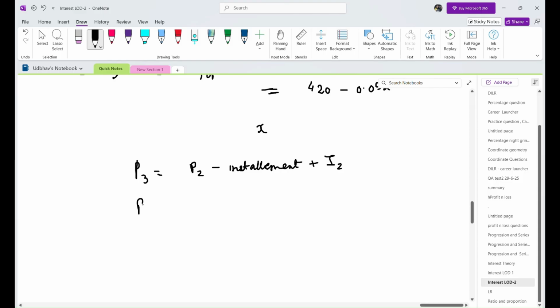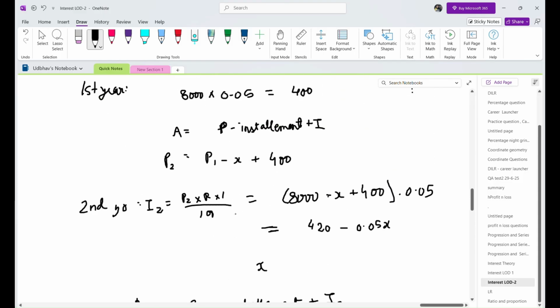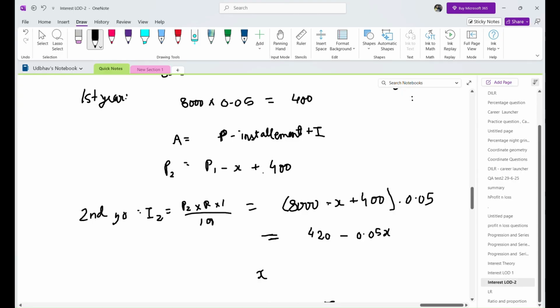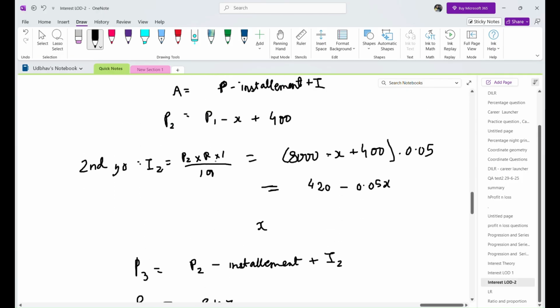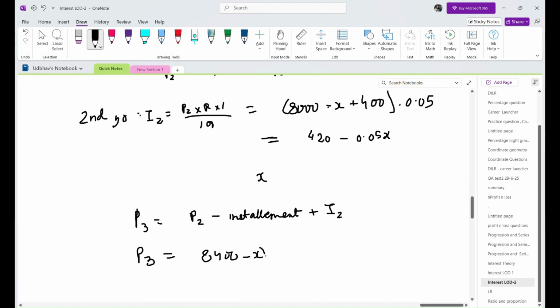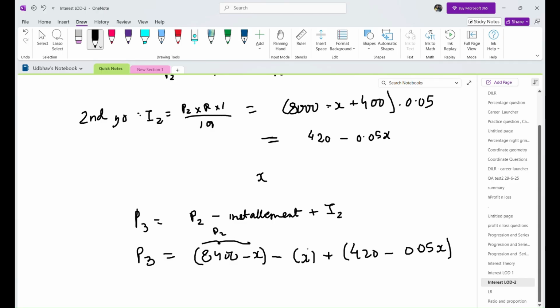So the principal of the third year is, what is P2? P2 was P1 minus X plus 400. P1 is 8,000. 8,000 plus 400 is 8,400, and minus X is also there. So this is P2, minus the installment, which is X, plus the interest I2. What have we calculated? This I2 is 420 minus 0.05x.